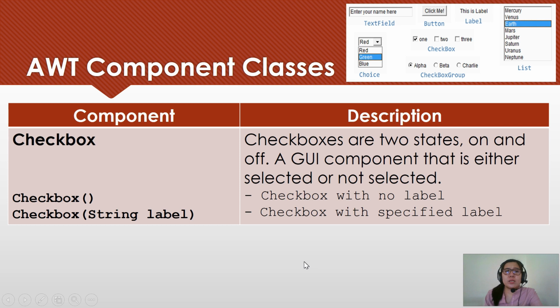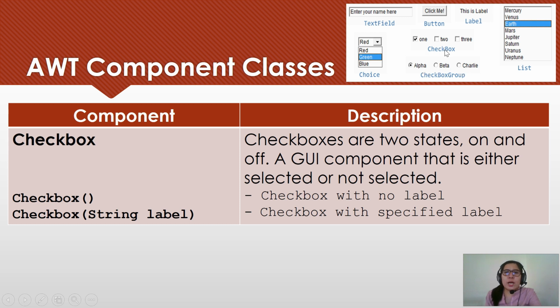For checkbox, checkboxes have two states, on and off. A GUI component that is either selected or not selected. Checkbox here is this 1, 2, 3. It differs from checkbox group. The difference is, with checkbox, you can select one or all. But for checkbox group, only one can be selected.